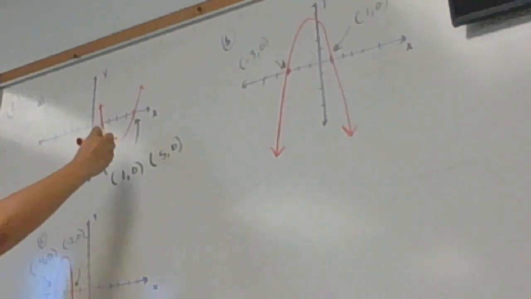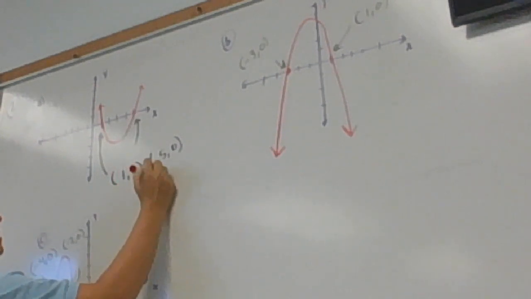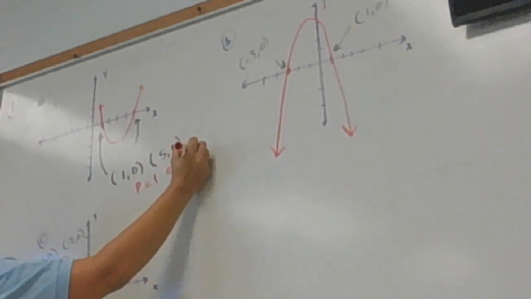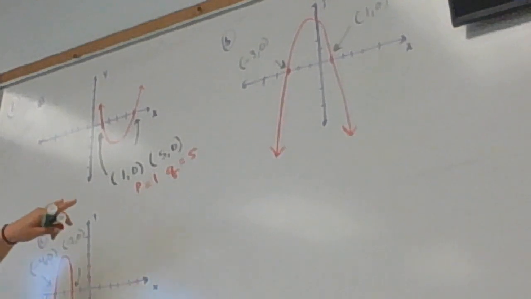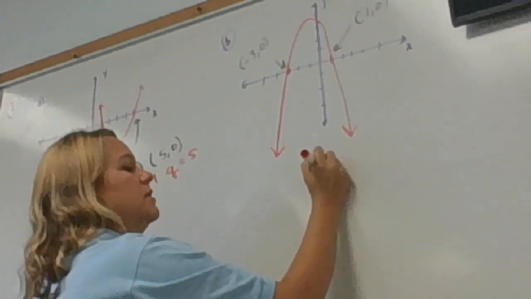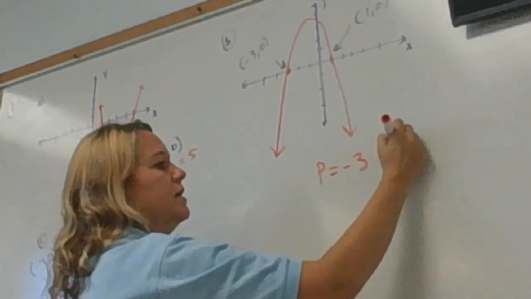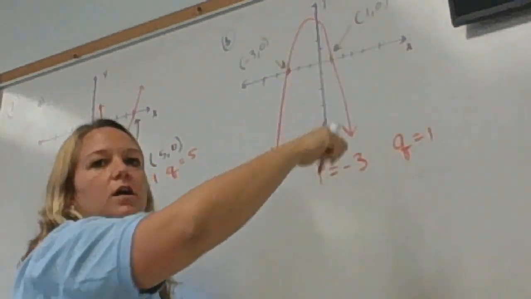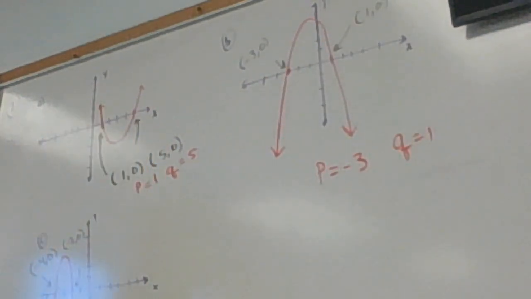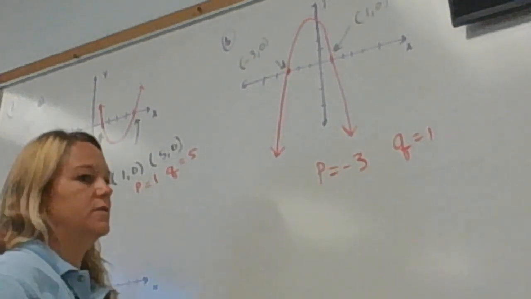So in this one, I would say p equals 1, q equals 5. Because today, you're plugging these into the intercept form, so you need to understand what p and q are. p and q represent different things than h and k do. That's why they have different letters. Okay? In this one, p is -3 and q is 1. We call intercepts p's and q's. And in this one, p is -4 and q is -2.